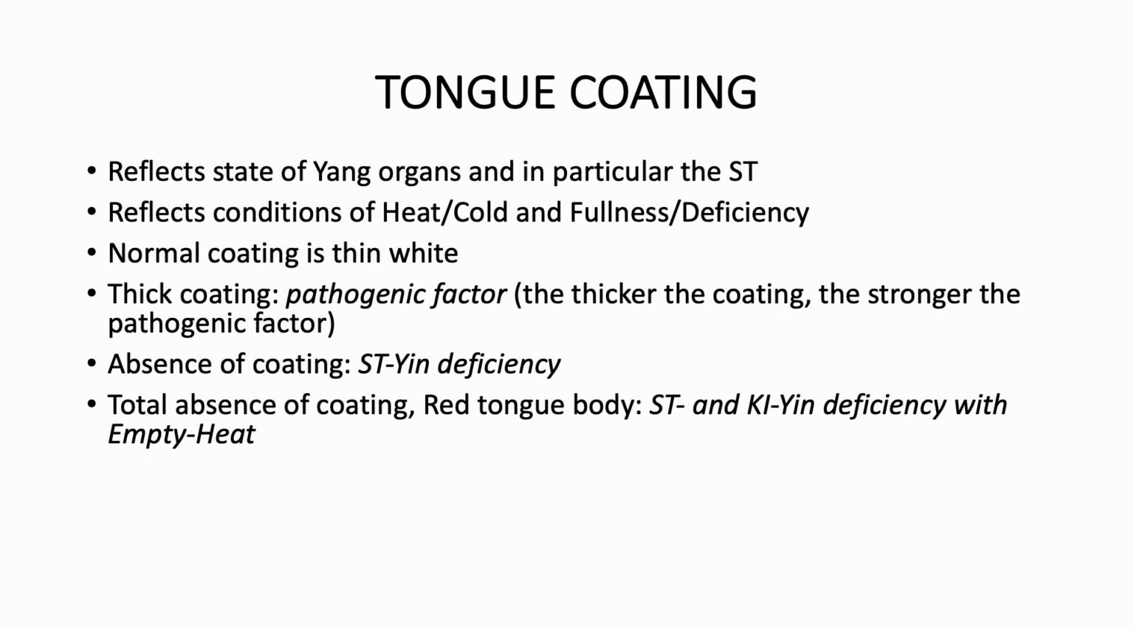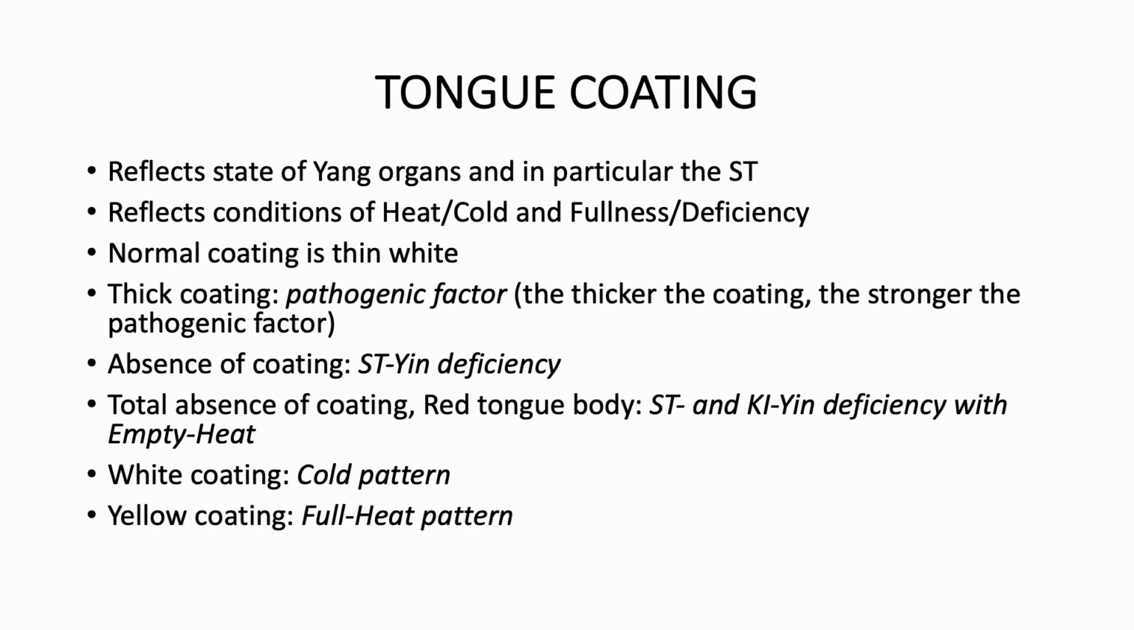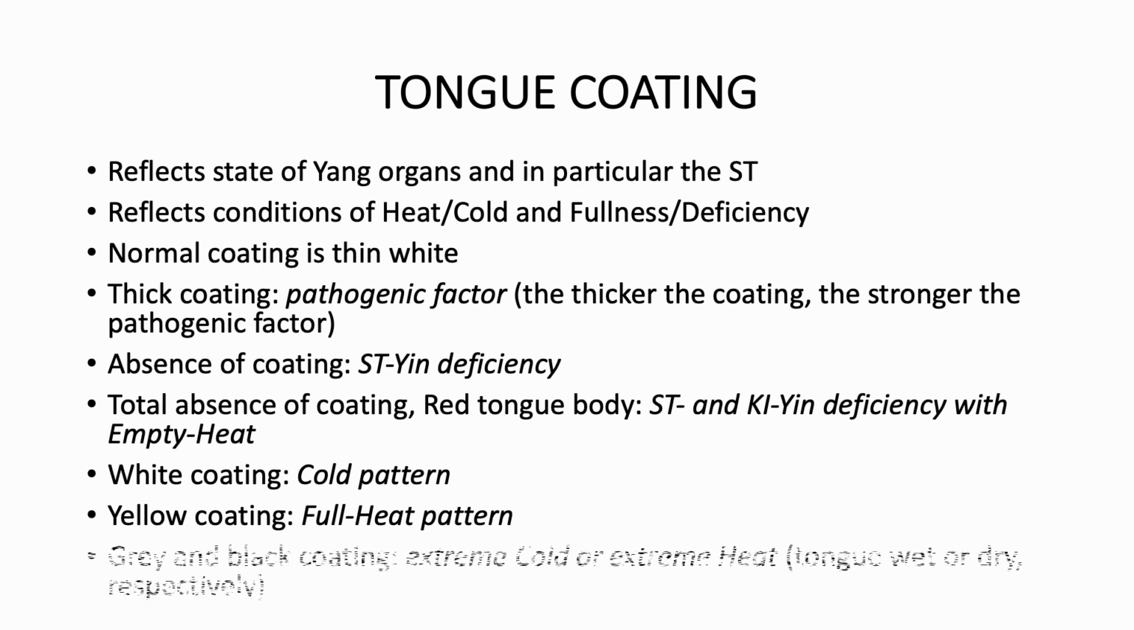The pathological coating colors can be white, yellow, gray, or black. A white coating indicates a cold pattern, unless of course it is thin and white, in which case it is normal. A gray and black coating can indicate either extreme cold or extreme heat, according to whether the tongue is wet or dry.